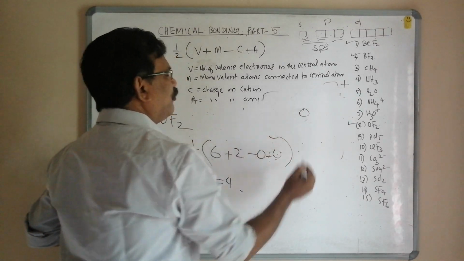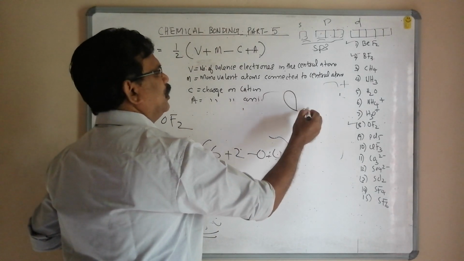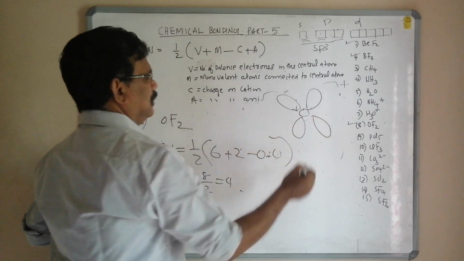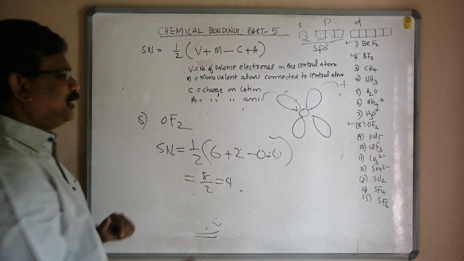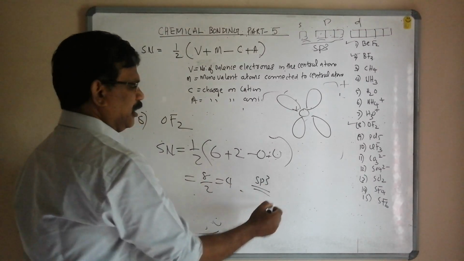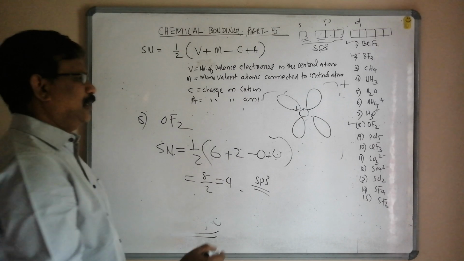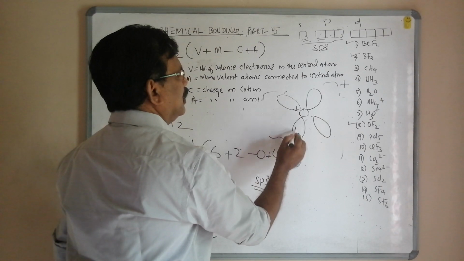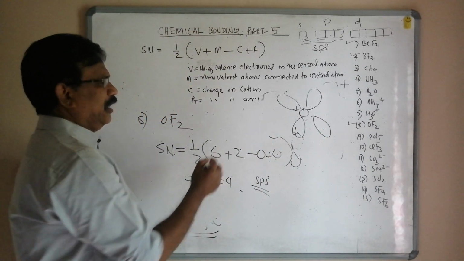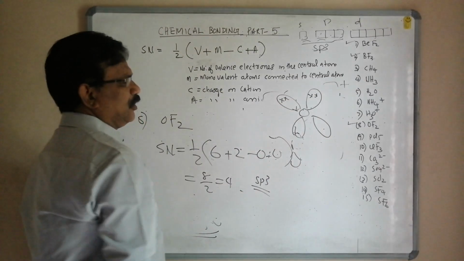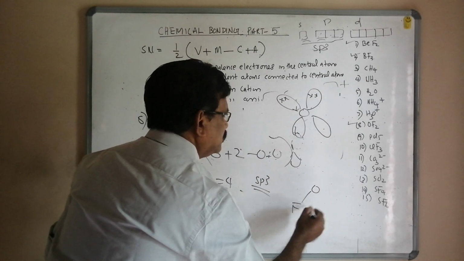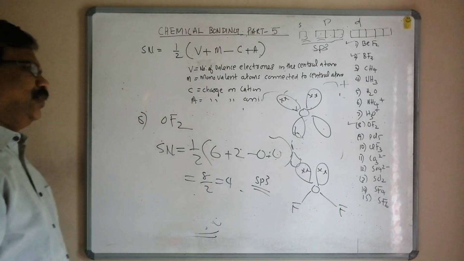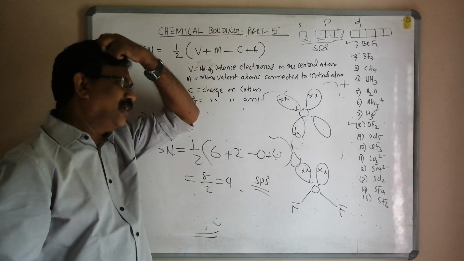That means around oxygen 4 hybrid orbitals. 4 hybrid orbitals around the oxygen atom. So hybridization, sp3 hybridization. 4 hybrid orbitals, and 2 orbitals are occupied by fluorine atoms. 2 orbitals carry lone pairs of electrons. So this is OF2, with 2 lone pairs. 4 hybrid orbitals around oxygen.